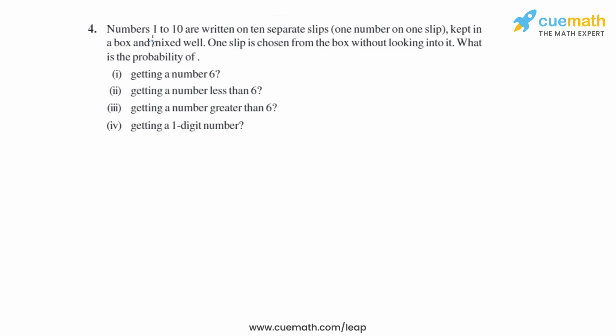Question 4 of this exercise says numbers 1 to 10 are written on 10 separate slips, one number on one slip, kept in a box and mixed well. One slip is chosen from the box without looking into it. What is the probability of getting a number 6, getting a number less than 6, getting a number greater than 6, and getting a one-digit number?